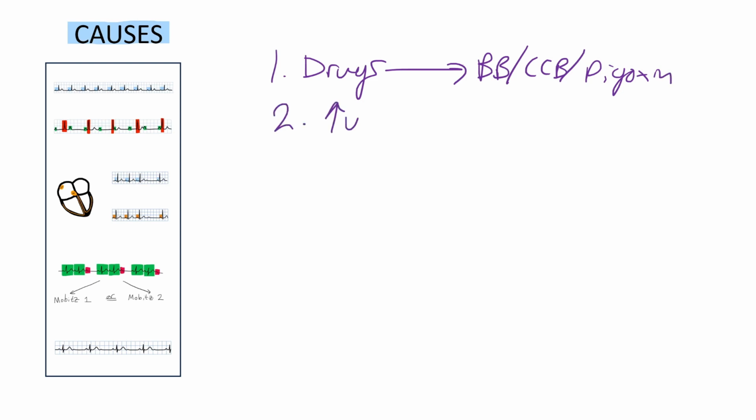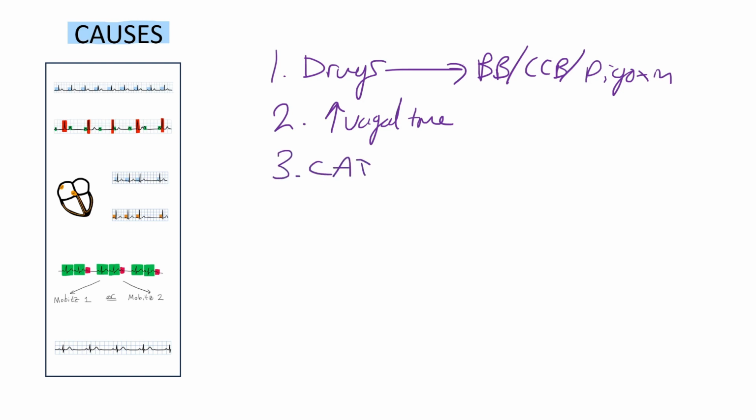The second one is increased vagal tone. As an example, athletes with high vagal tone can often have a first degree AV block. They can even have a Mobitz type 1 as well. And the reason is increased vagal tone slows down AV nodal conduction.